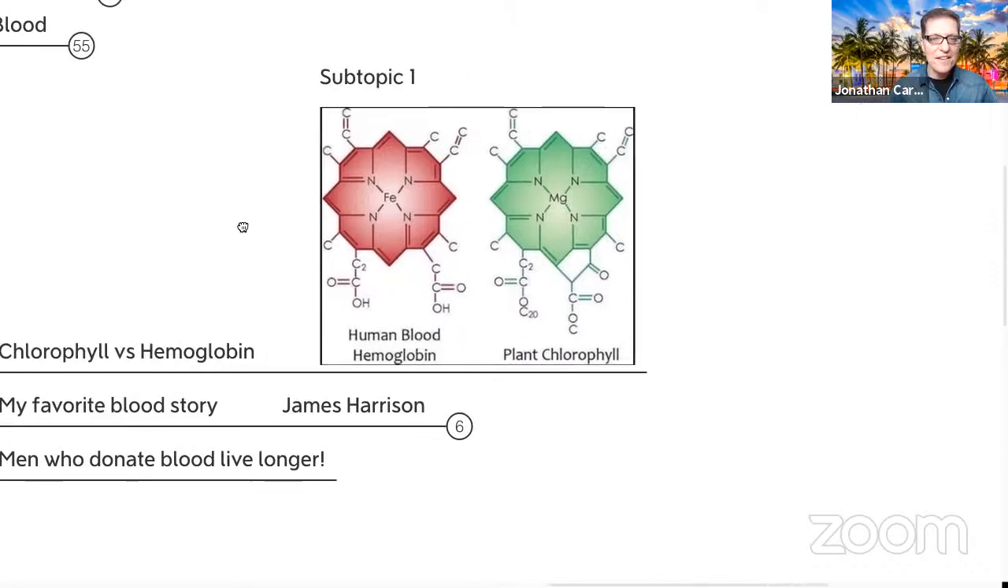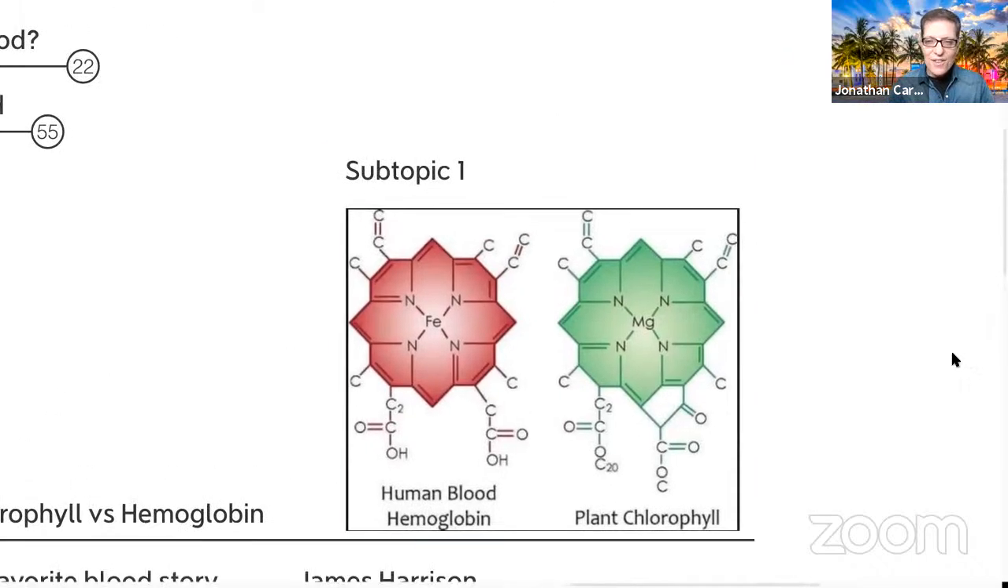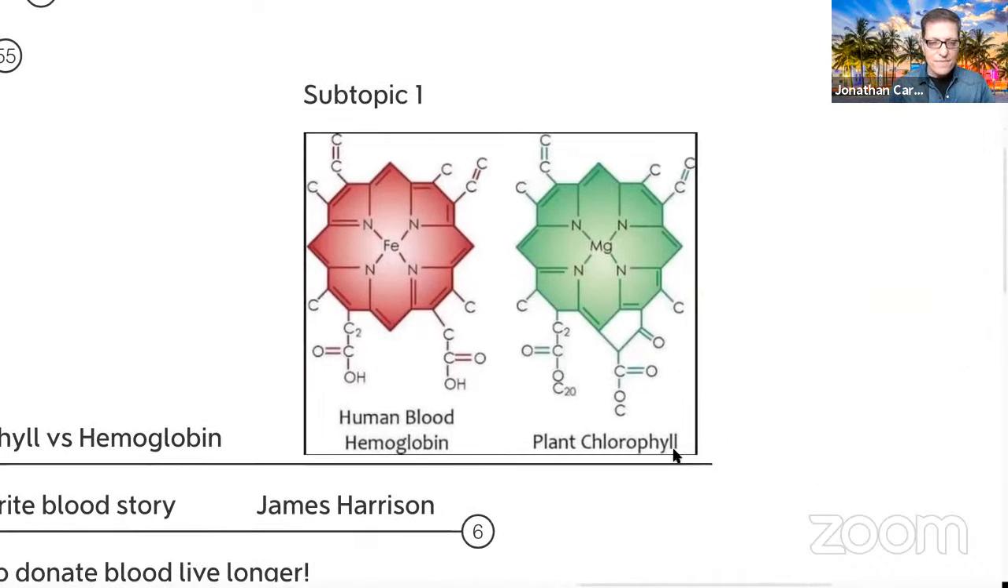I just find this really fascinating and have since I learned about it. Take a look at this. This is human hemoglobin, and we know that in the center is iron, and the iron binds oxygen. And look at how similar these are. There are a few differences, but the major difference is in plant chlorophyll. You can almost think about it as the blood of the plant, and the main difference is magnesium.